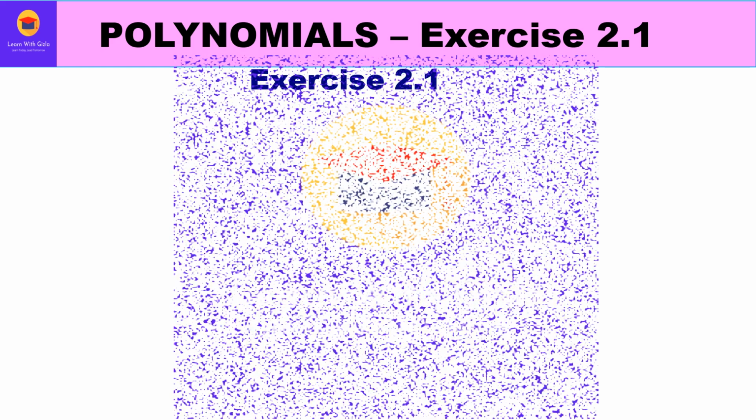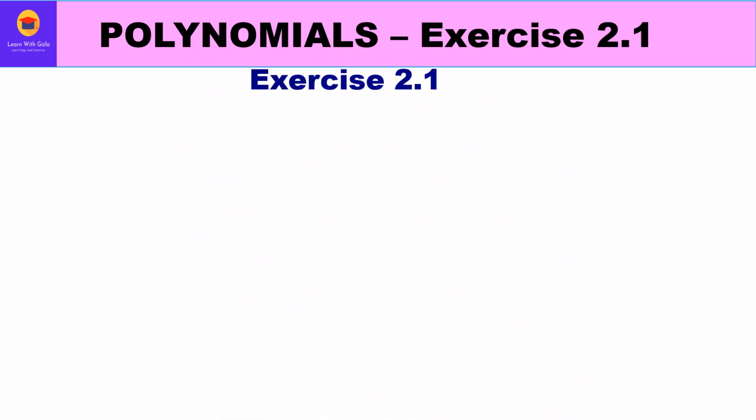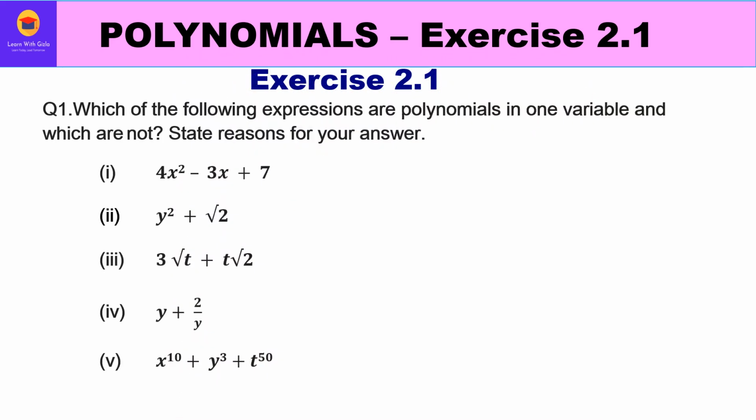In this video of polynomials, we are going to take up questions of exercise 2.1. So the first question is, which of the following expressions are polynomials in one variable and which are not? That means we have to find out whether these expressions are polynomials or not, and we have to state the reason for the answer. If it is not a polynomial, then why it is not a polynomial. If it is a polynomial, then why it is a polynomial, right? So let us start with the solution.